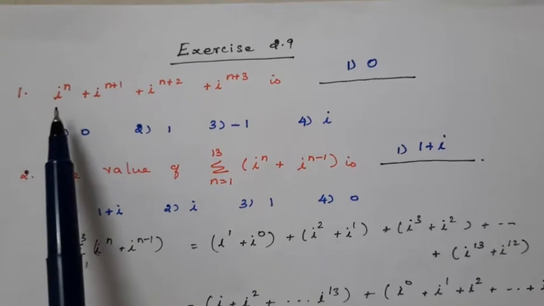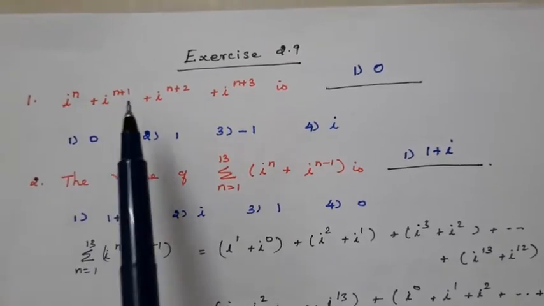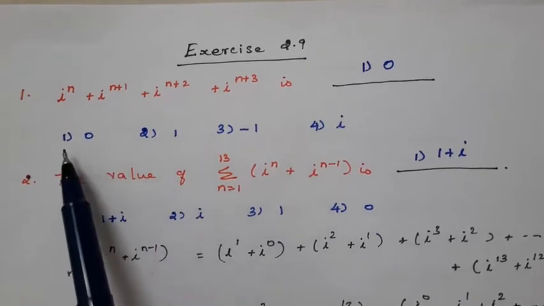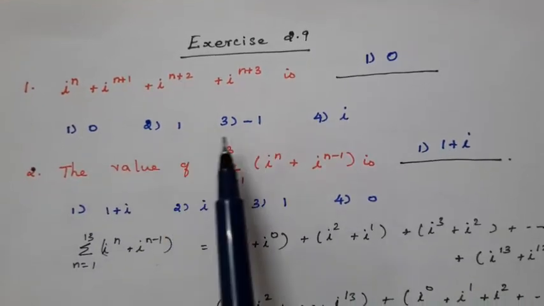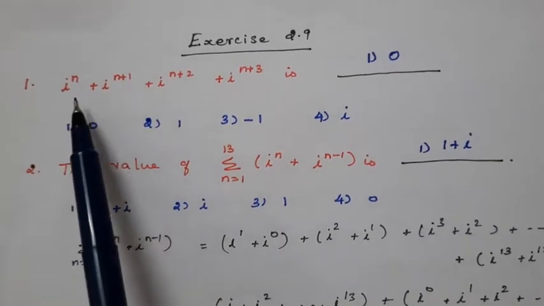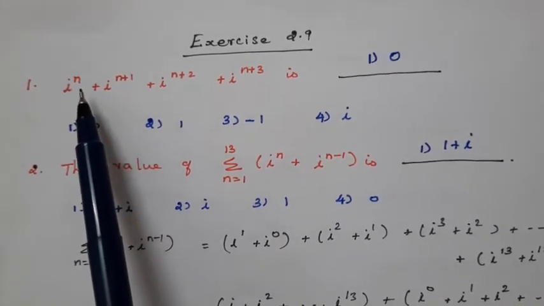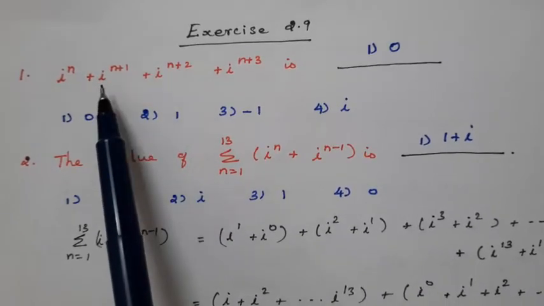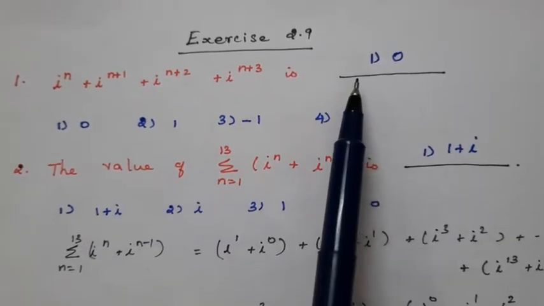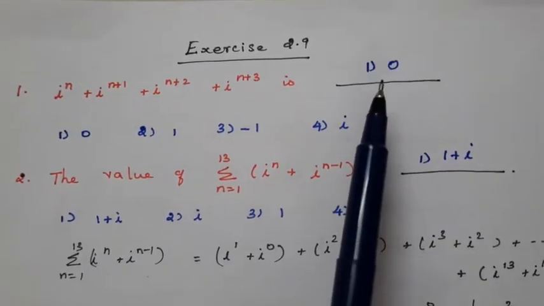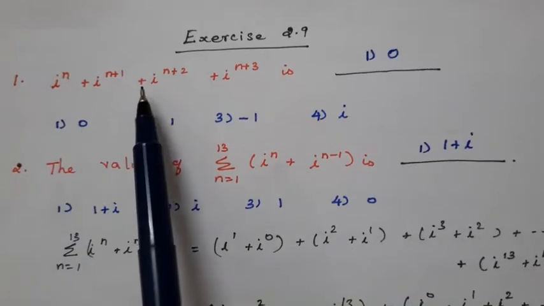First question: i^n + i^(n+1) + i^(n+2) + i^(n+3) is dash. And the options are 0, 1, minus 1 and i. You know that the sum of consecutive integer powers of i will be equal to 0. So what is the answer for this? That is equal to 0. That is option number 1, the correct answer.